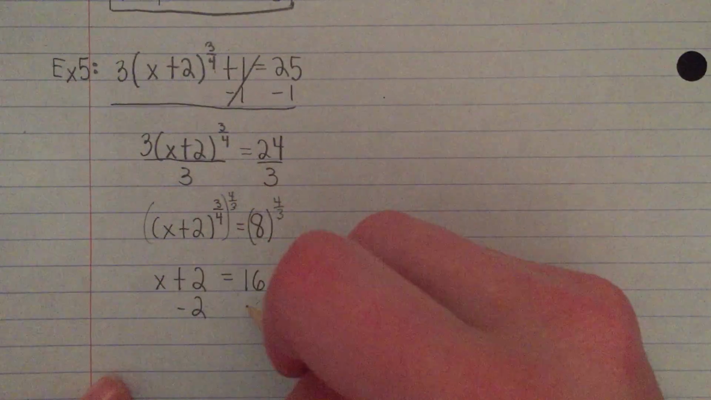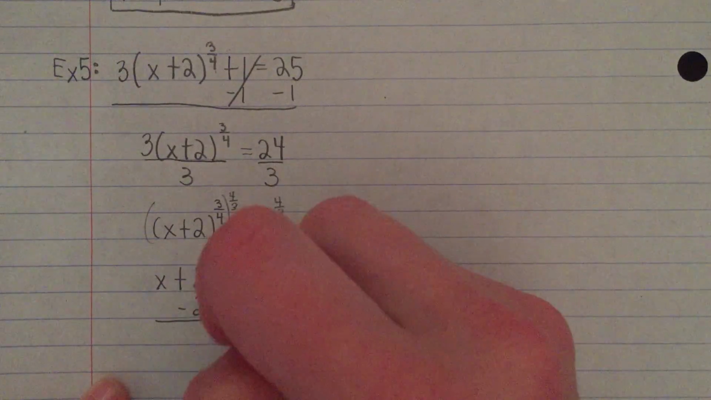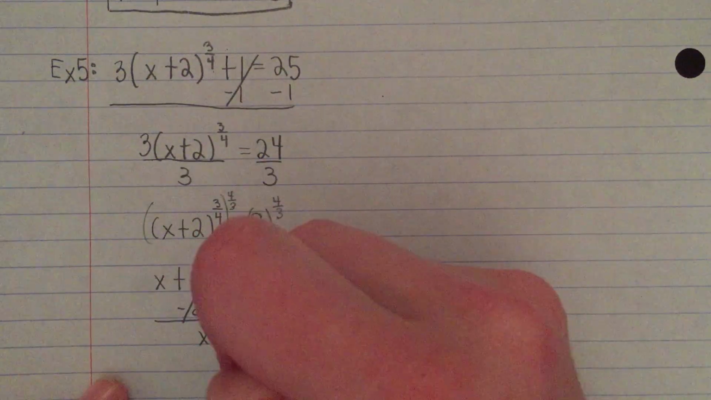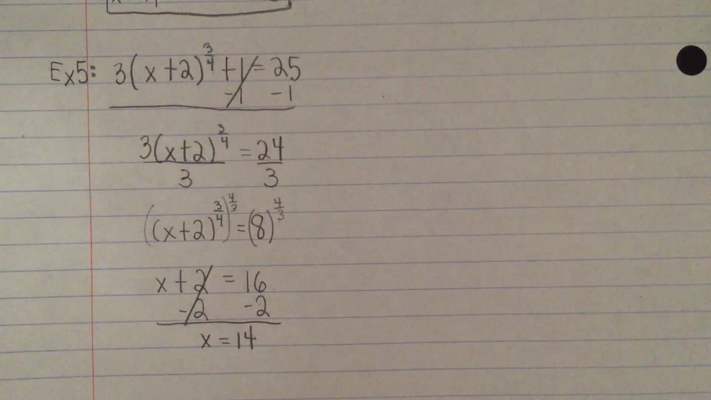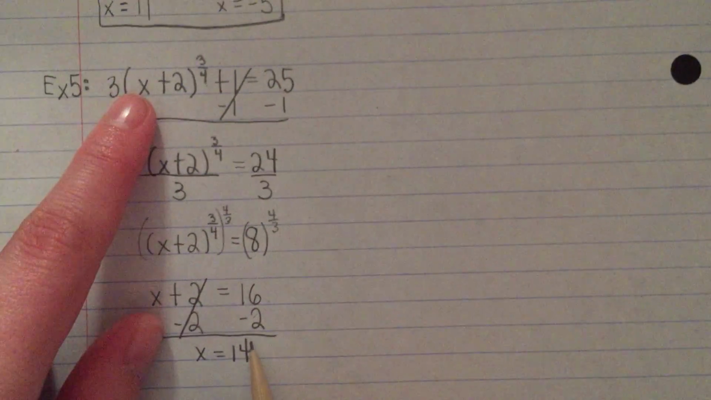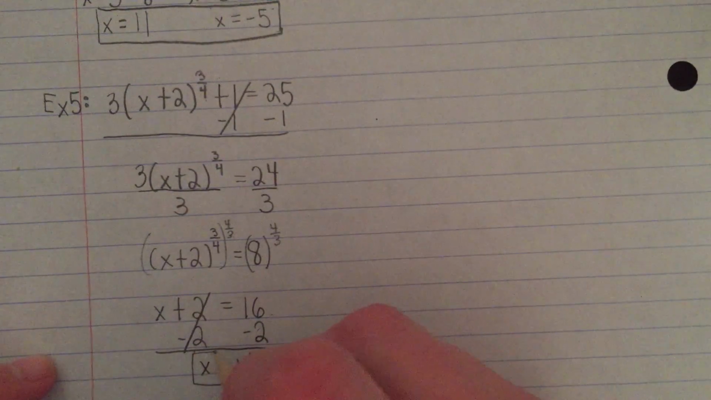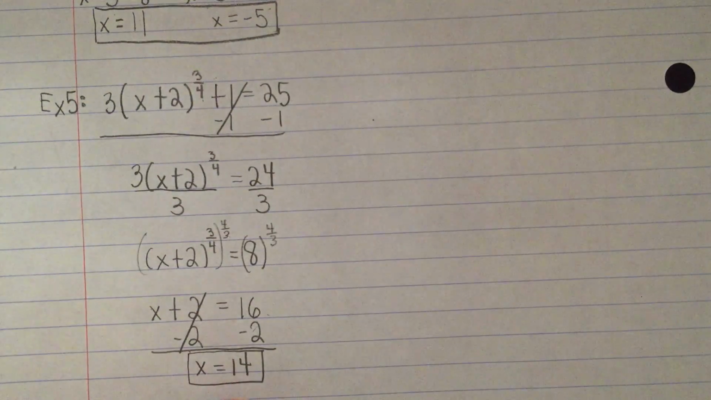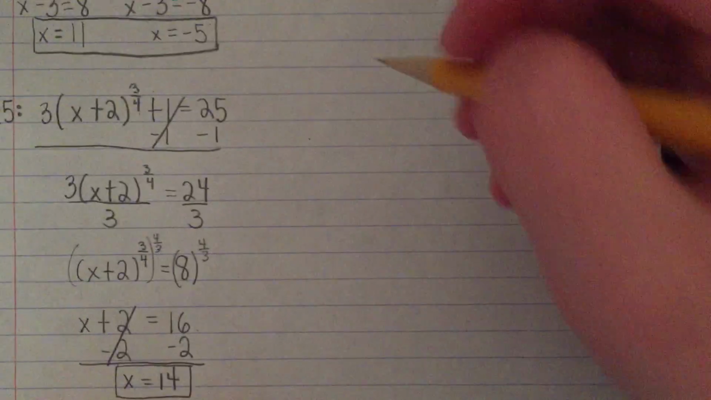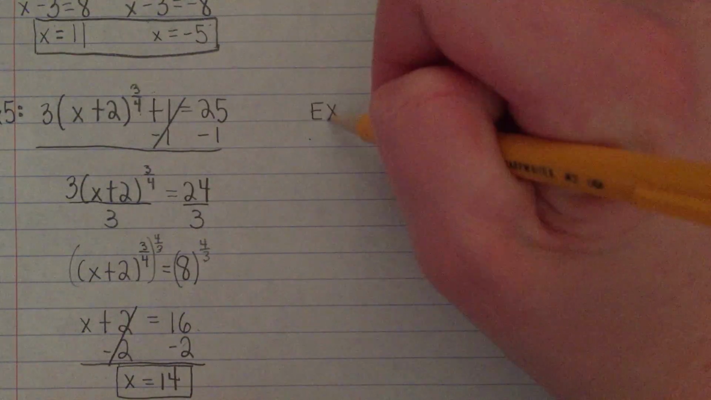In order to clean up, you just subtract 2 from each side. So x equals 14. You would have to plug that back into the original problem to check it, see if it works out. And I already did that for you. It does. We're good to go. Let's do one more example. Try and make it under the 15-minute mark.